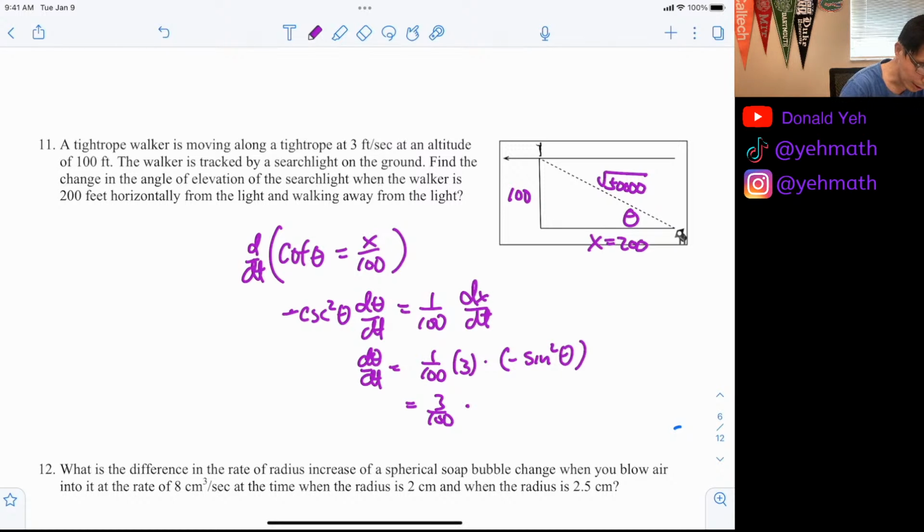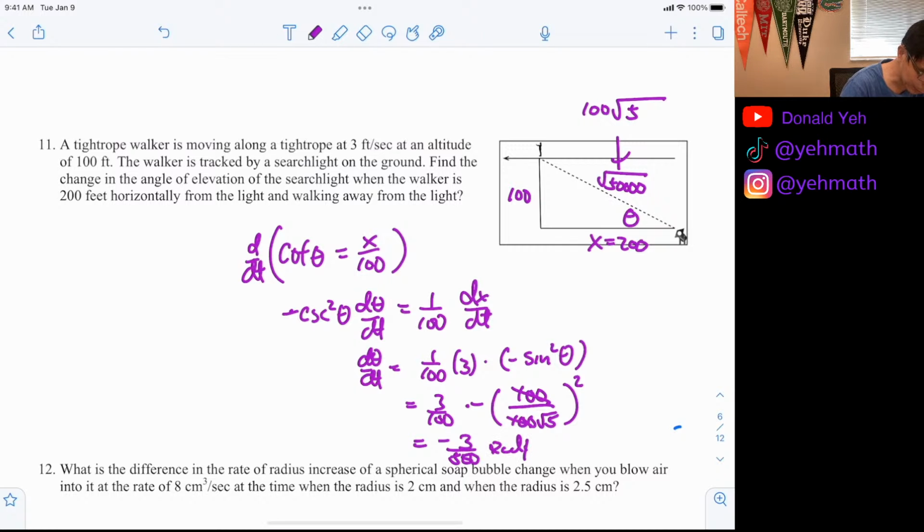4 zeros? Okay, so in order to simplify this, you can take out 100. And that's going to be 100 square root of 5. So this one is going to be 100 square root of 5, and this is going to be 100, and so this is going to cancel out, I think. And this is negative sine, so that's equal to negative 3/500, and again that's radians per second, and that's how you get there.